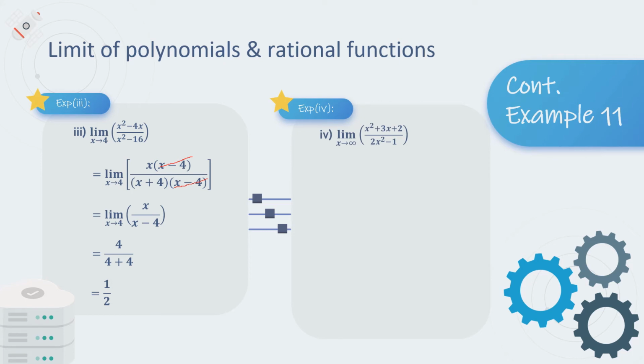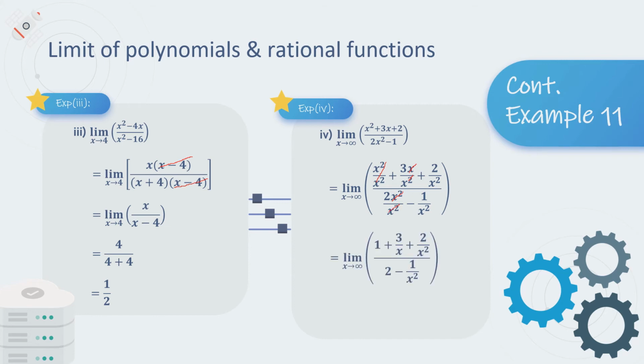Given the function. Divide the numerator and denominator by x squared. Cancel the same terms in the numerator and denominator. Substitute infinity into the function. Here we assume 1 over infinity as 0 and the answer is 1 over 2.